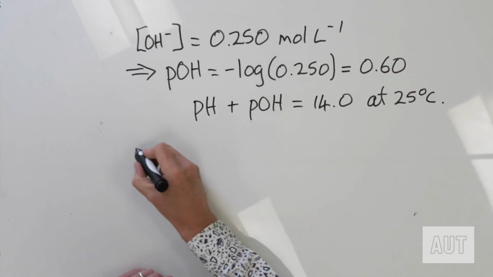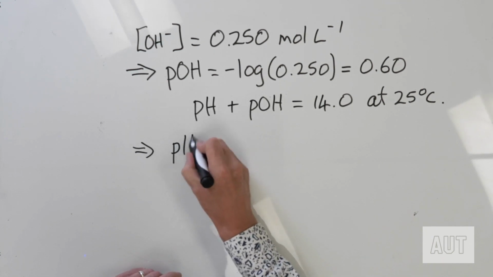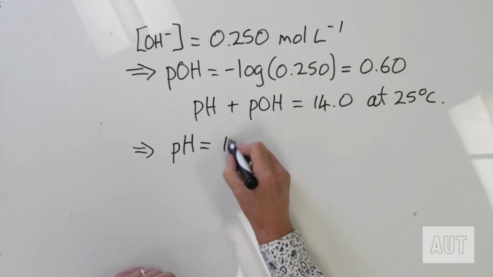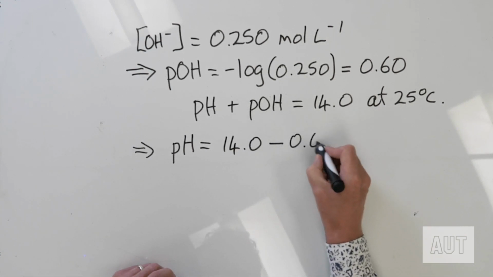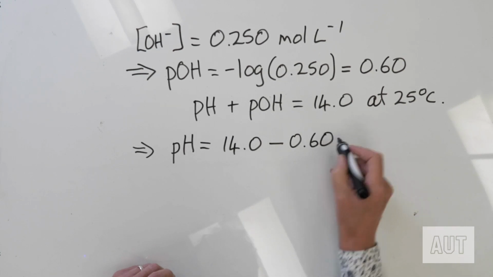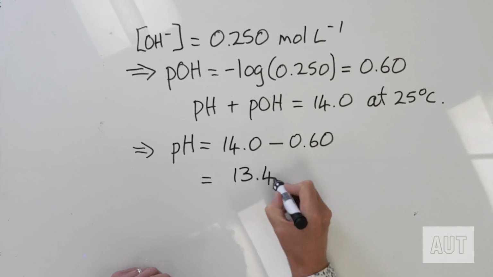Relatively straightforward then: the pH of this solution is going to be 14.0 minus 0.60, and that's going to be equal to 13.4. Okay, so that's your pH, a very basic pH. Much higher than 7, quite close to 14. So, strong acids, strong bases.